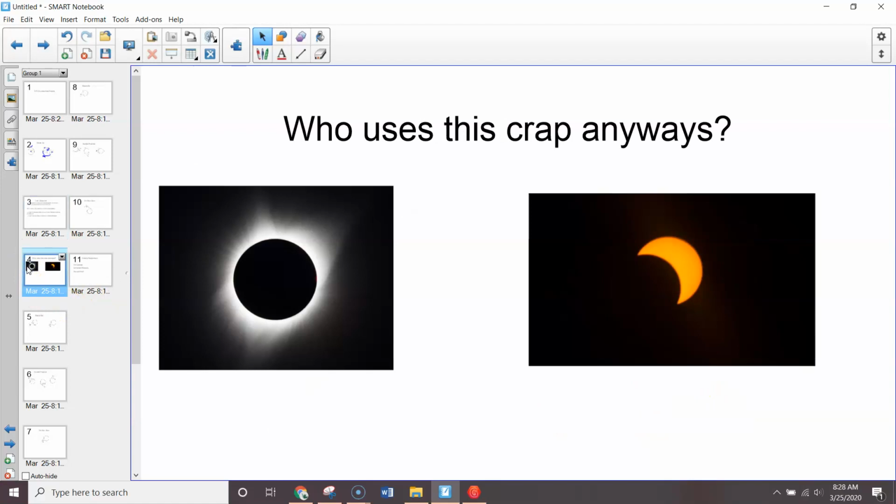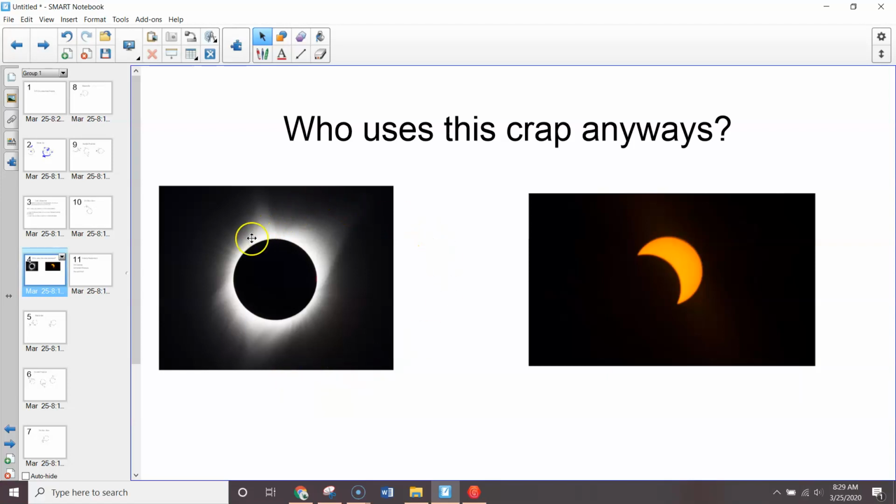Who uses this anyways? So a couple years ago, I don't know if you guys remember, there was a solar eclipse in August, and I lived far enough north that it was only like a 1.5-hour drive for me to get to a place where I could see the eclipse in what they call totality. And that looked like this picture over here, and it was absolutely fantastic.